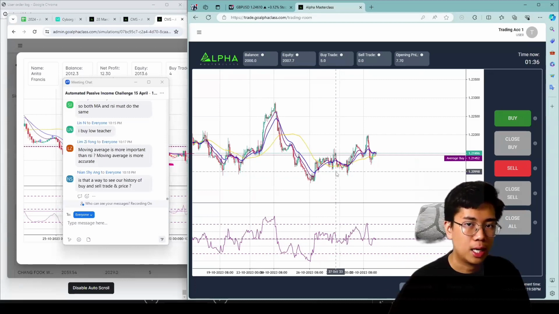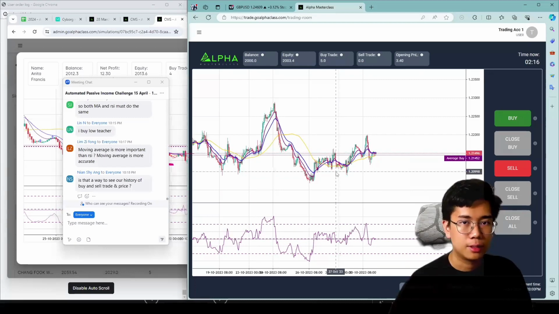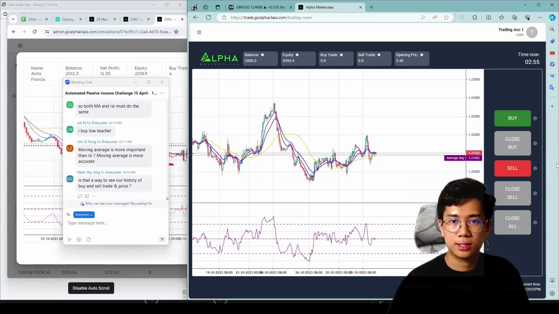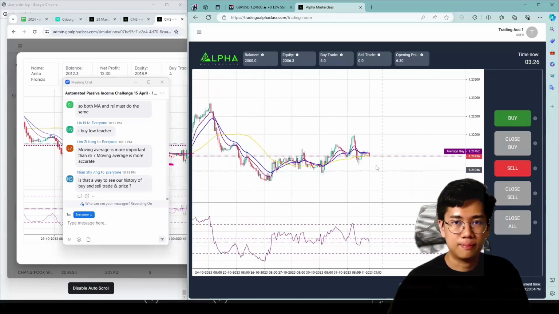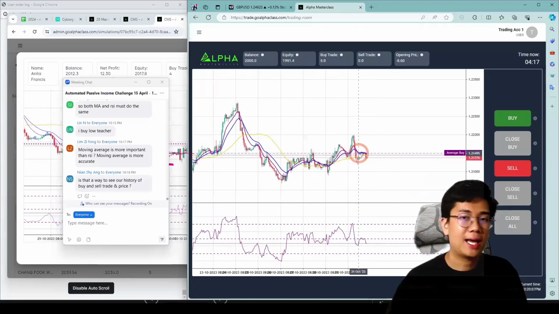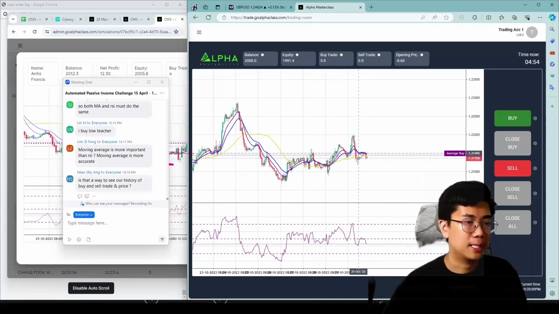Is there a way to see our historic buys? Okay, so right now there is no way. In future we'll implement that as well. But after the end of simulations, we will show you the table as well.